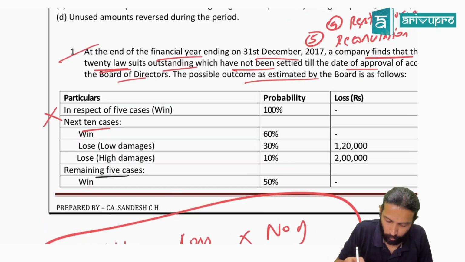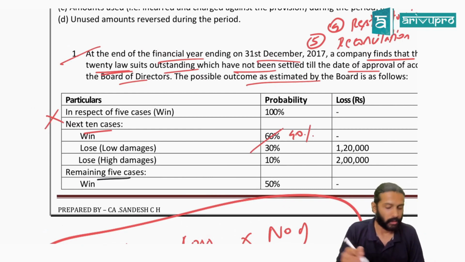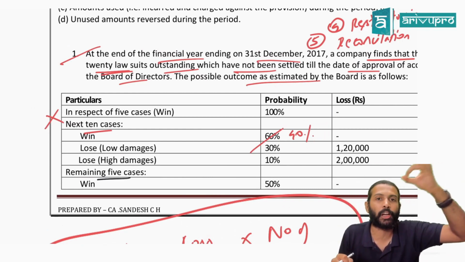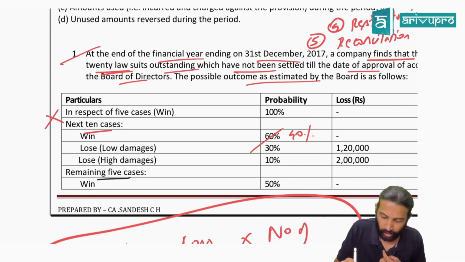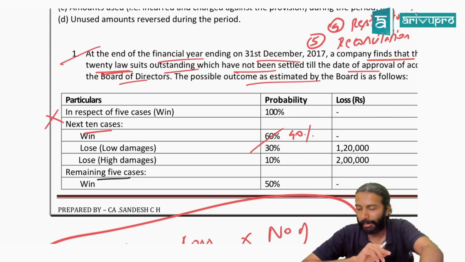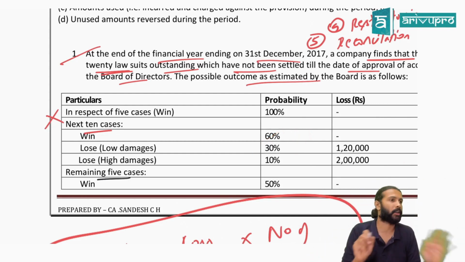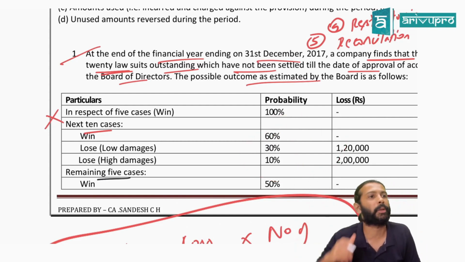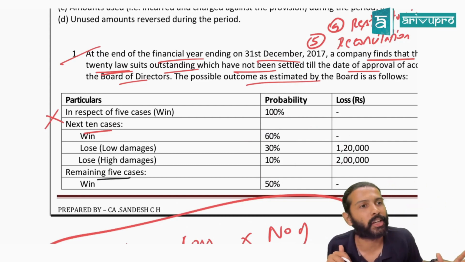Like here, instead of win percentage of 60%, if this was 40%, then there is a 40% chance that you will win the case. That means there is a 60% chance that you will lose the case. Yes or no? If you lose the case, you have to pay the amount. More than 50% chance that you will lose the case. In that case, do you disclose contingent liability or make provision? Make provision. But here, you will disclose it as contingent liability only. In examination, in this question, we have done it as contingent liability. In examination, you may get it as a provision case. Same amount, but you'll have to recognize it as a provision.